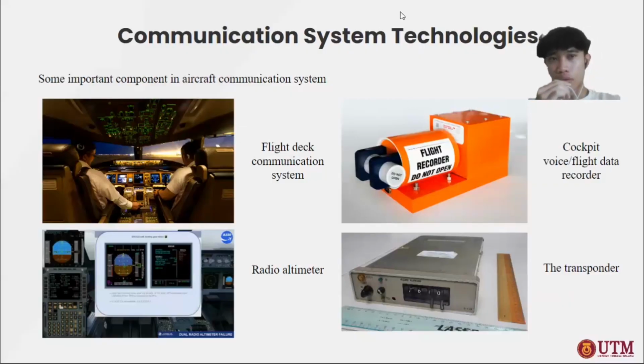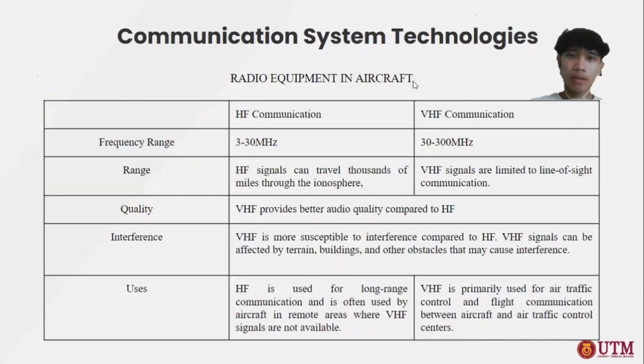Okay, we move on to the next chapter, which is communication system and technologies. There are some important components in aircraft communication system, which is flight deck communication system, cockpit voice or flight data recorder, radio altimeter, and the transponder. Next, they have two communication systems that are usually used in radio equipment in aircraft.